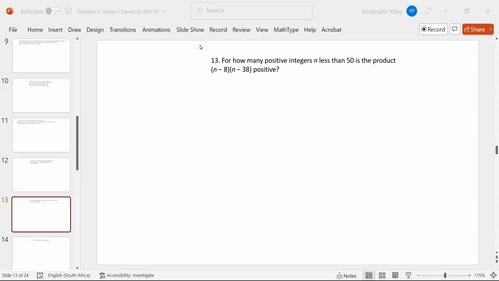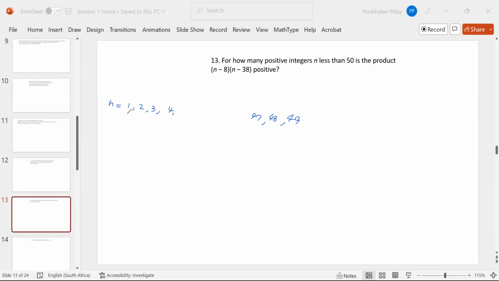Number 13 says, for how many positive integers n less than 50 is the product positive? So you want the positive integers less than 50. So n could be any one of these, 1, 2, 3, 4, going all the way up to 50, but it must be less than 50. So you go up to 49. You want to know for how many of these the product is positive.